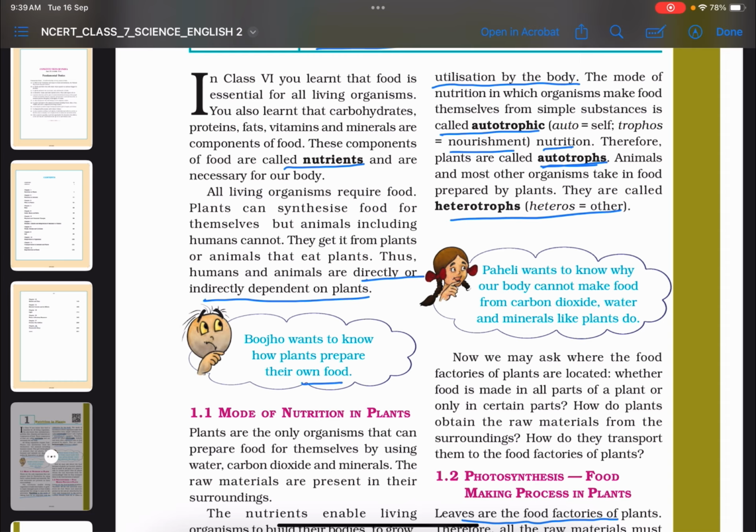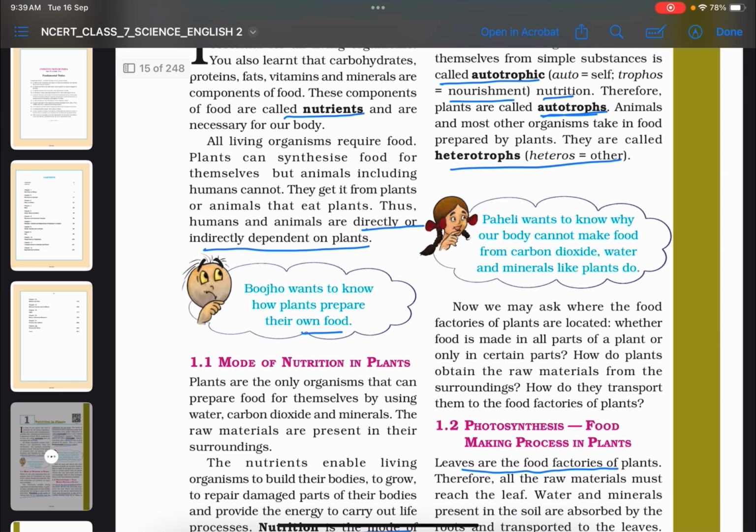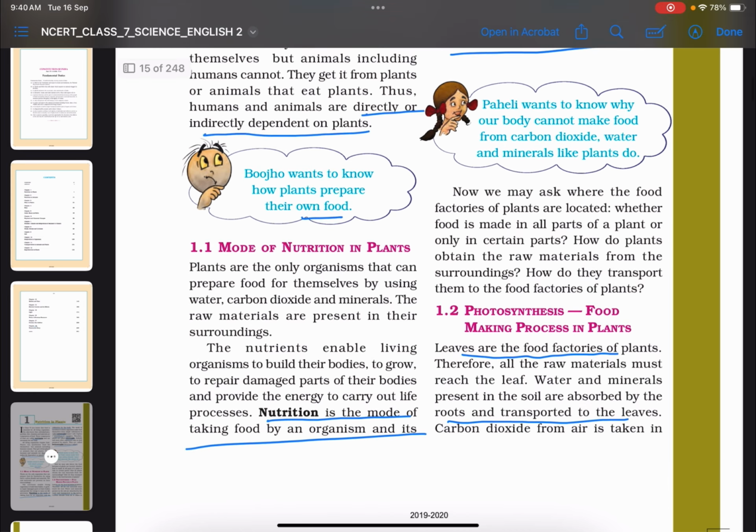Animals and most other organisms take in food prepared by plants. They are called heterotrophs. Heteros means other. Pahili wants to know why our body cannot make food from carbon dioxide, water, and minerals like plants do.